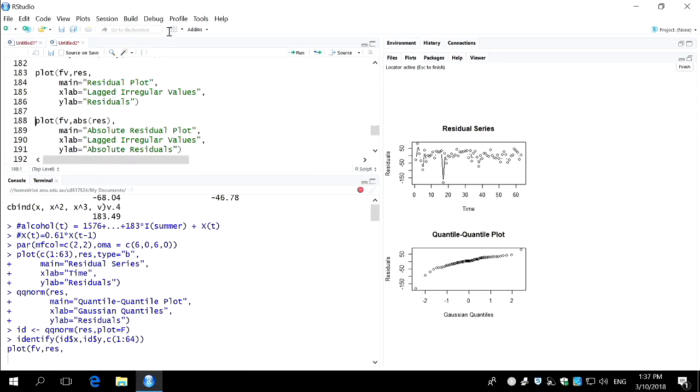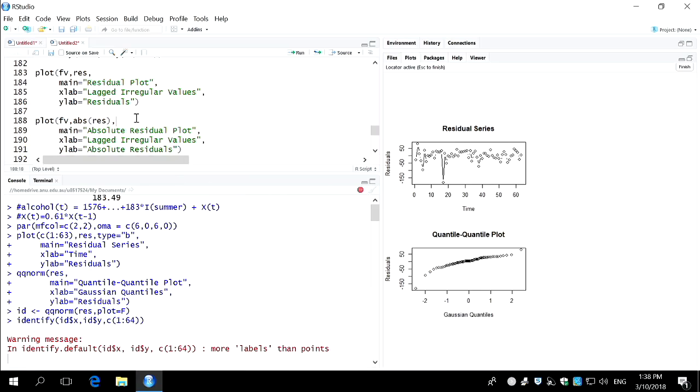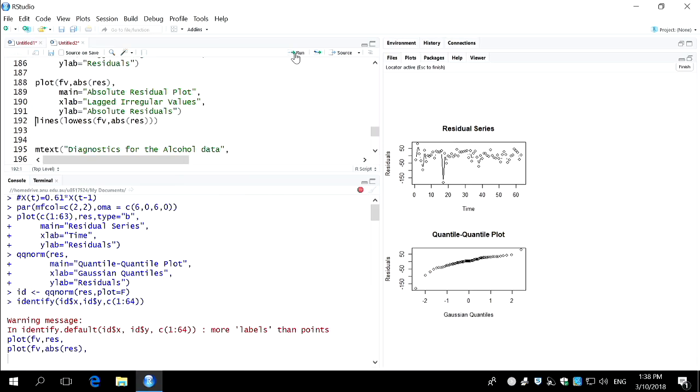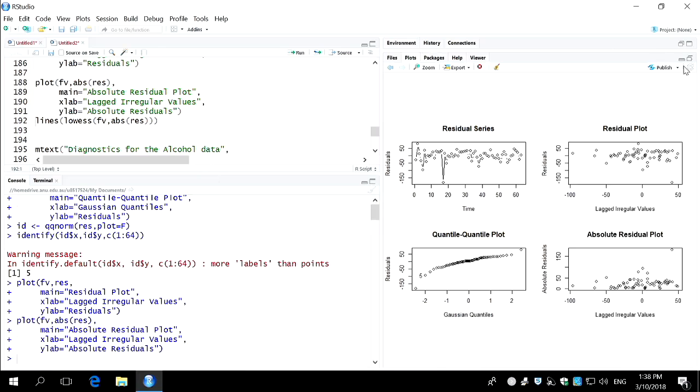Whoops. It's waiting for me to do something here. Stop. There we go. So these are all your normal residual plots. What's it doing? Stop, finish. Sorry, there we go.